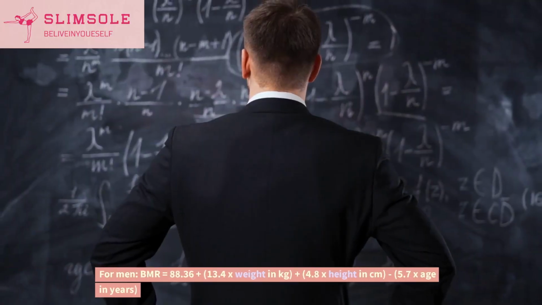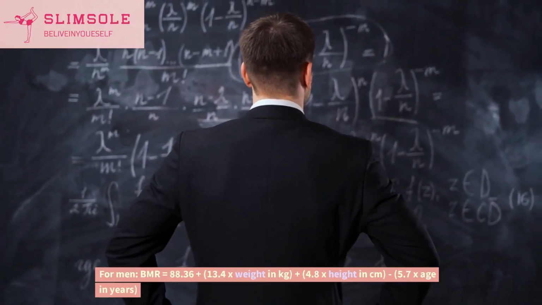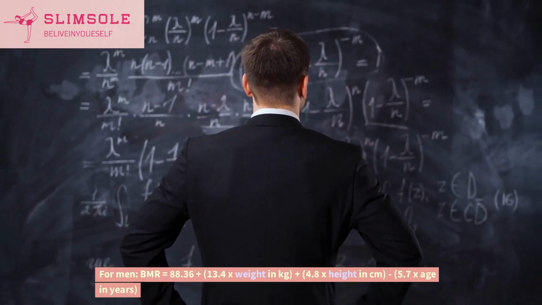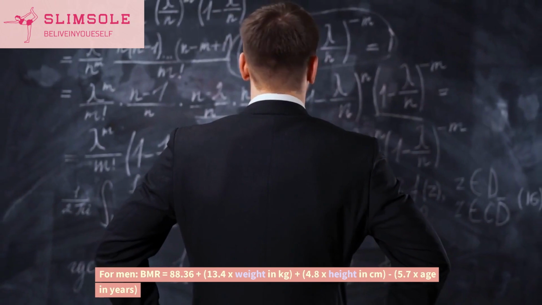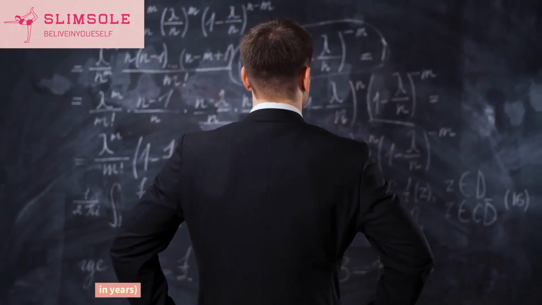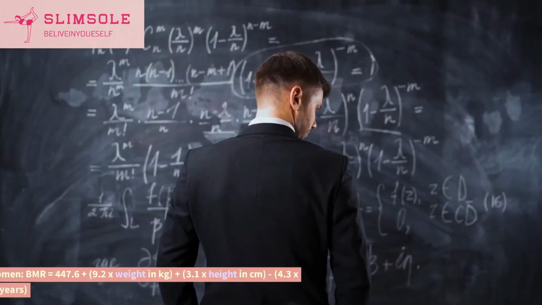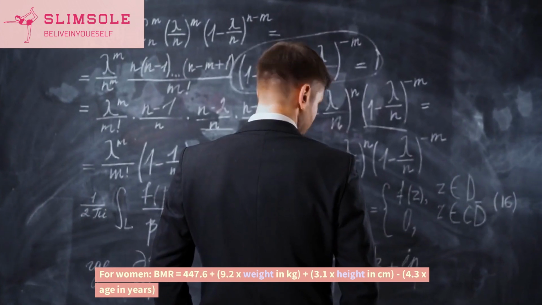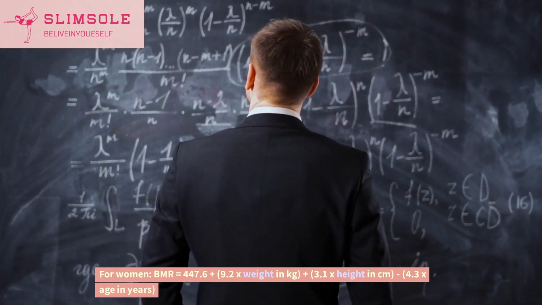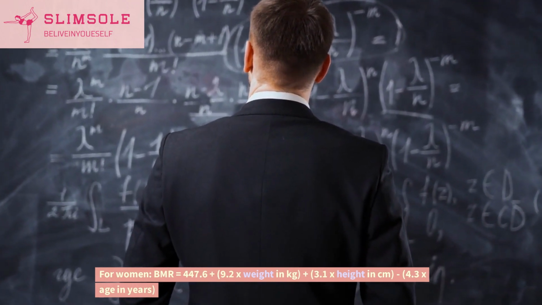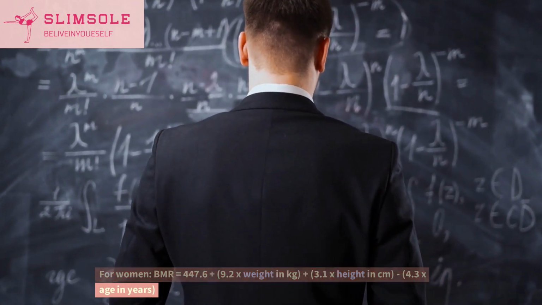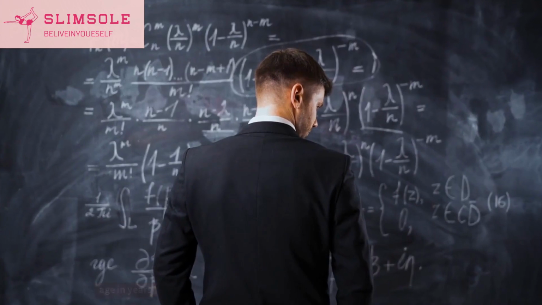For men, BMR equals 88.36 plus 13.4 times weight in kilograms, plus 4.8 times height in cm, minus 5.7 times age in years. For women, BMR equals 447.6 plus 9.2 times weight in kilograms, plus 3.1 times height in cm, minus 4.3 times age in years.